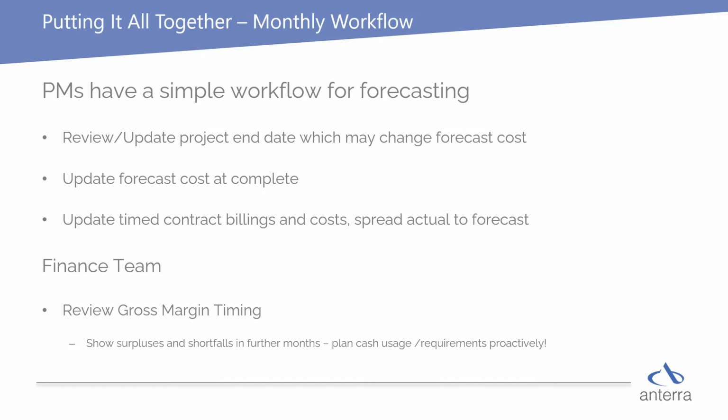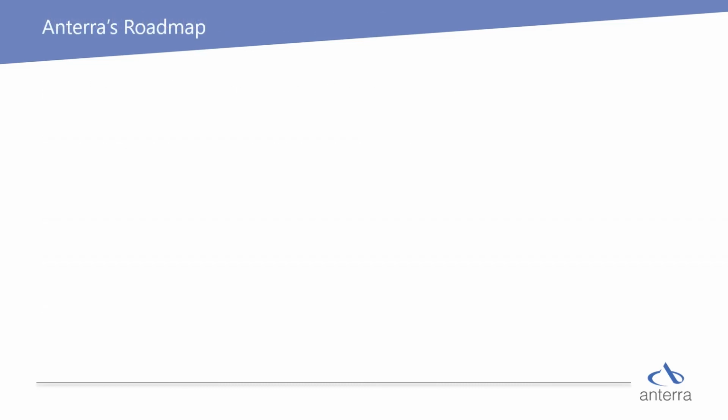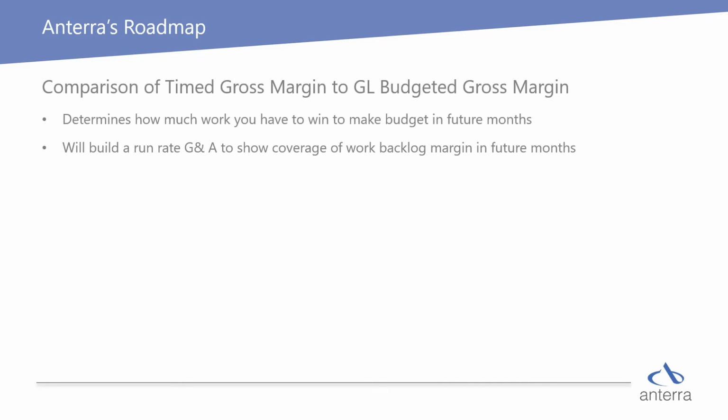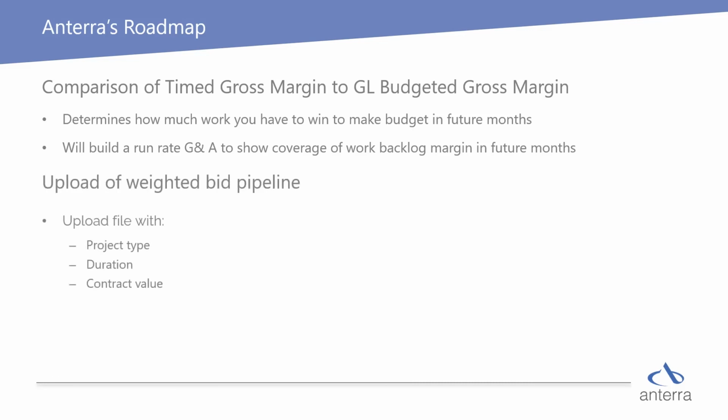Be on the lookout for an upcoming video providing you a comparison of your timed gross margin to your company's budgeted gross margin. The difference between the two numbers is how much work you have to win to make budget in future months. We will offer an upload of your weighted bid pipeline based on probability of winning those bids. We will use this to time out your bid work margin.